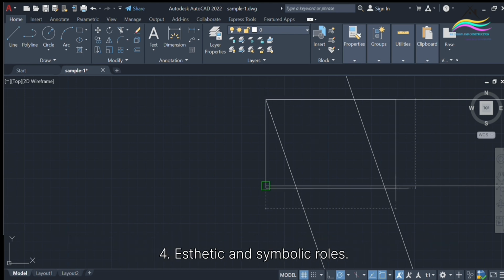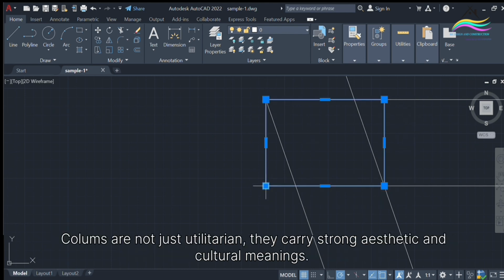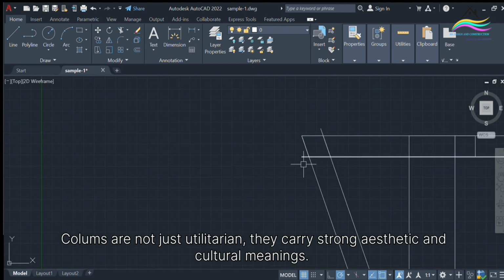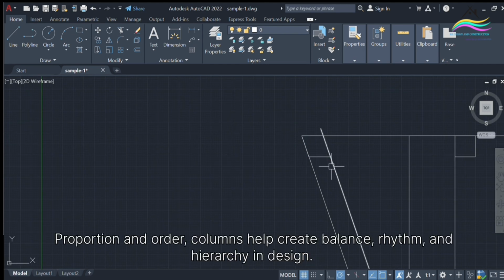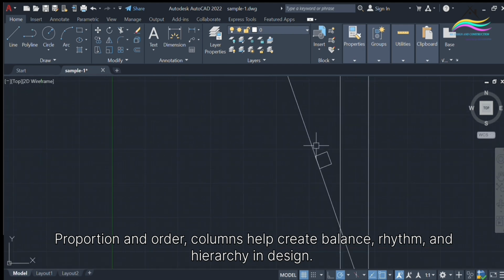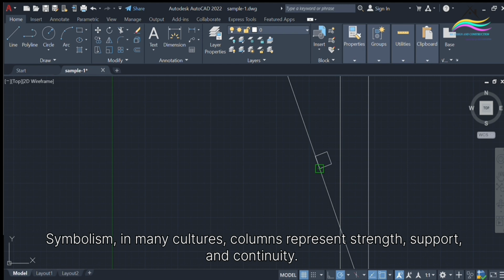4. Aesthetic and symbolic roles. Columns are not just utilitarian, they carry strong aesthetic and cultural meanings. Proportion and order. Columns help create balance, rhythm, and hierarchy in design. Symbolism. In many cultures, columns represent strength, support, and continuity.